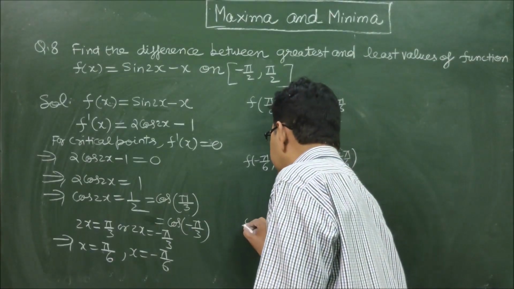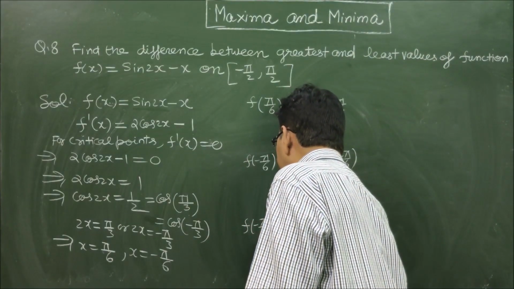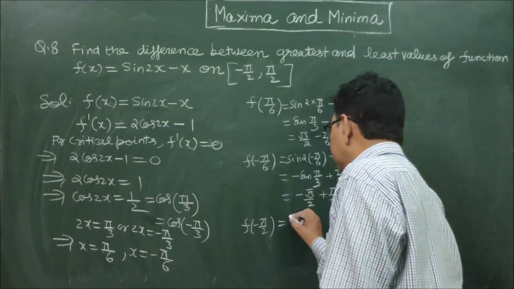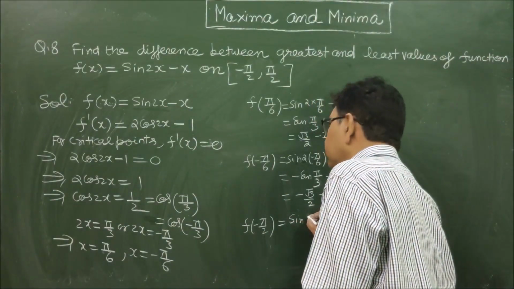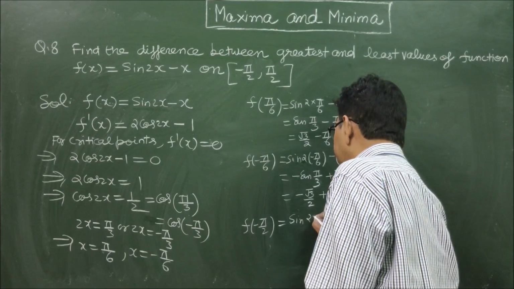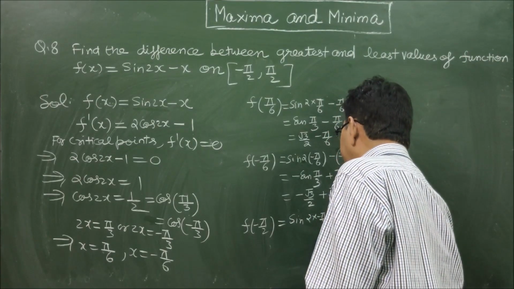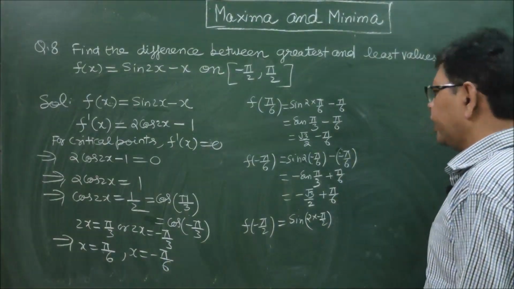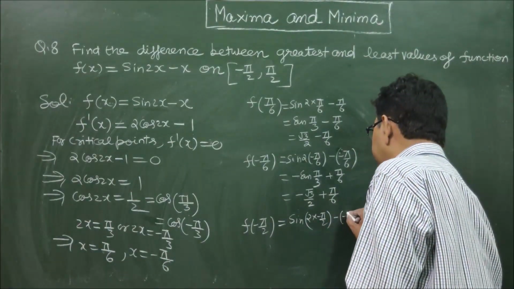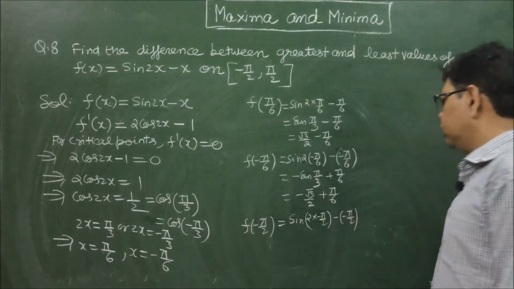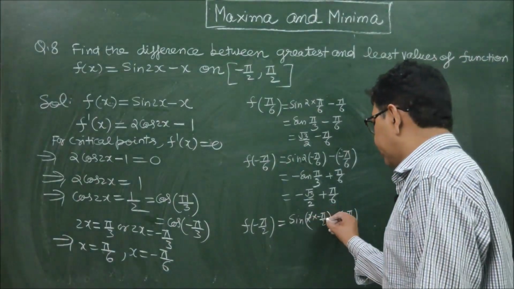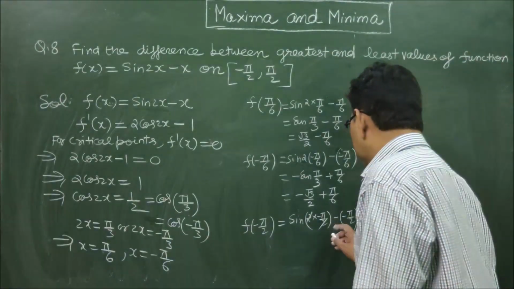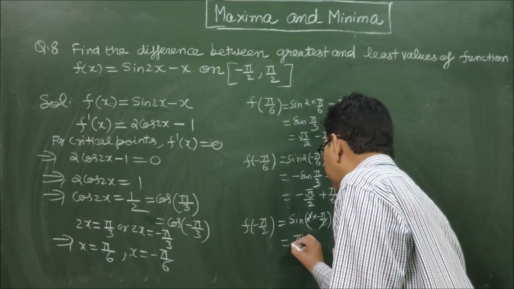f of minus pi upon 2, putting x is equal to minus pi upon 2 here, sine 2 into minus pi upon 2 minus minus pi upon 2. Now this 2 and 2 get cancelled. Sine of minus pi, sine 180 is 0. So the value is equal to pi upon 2.